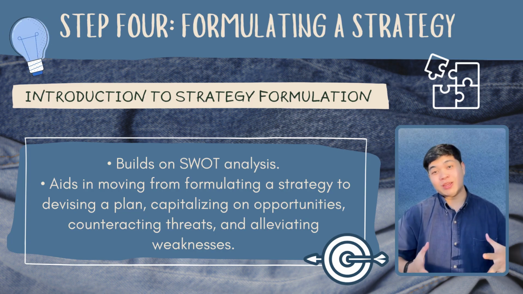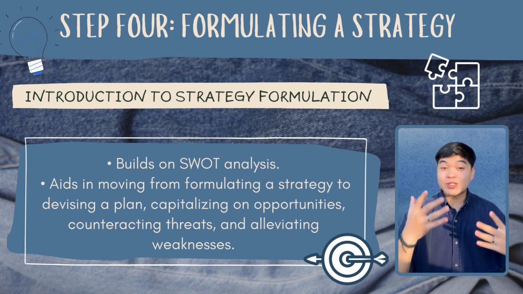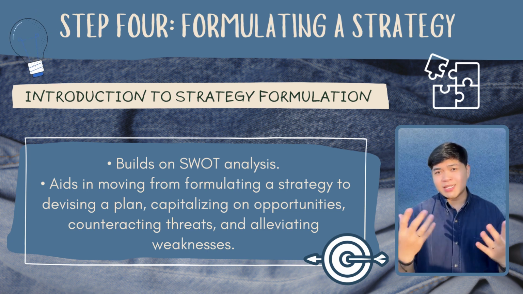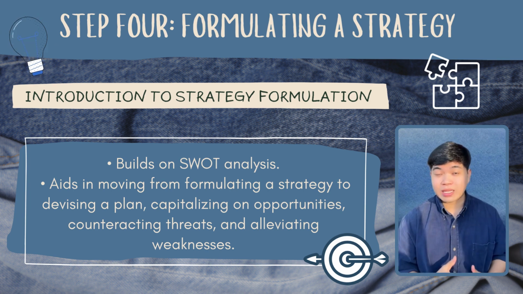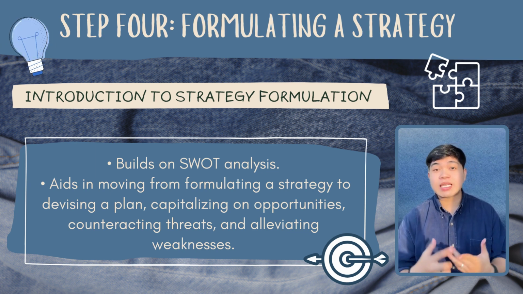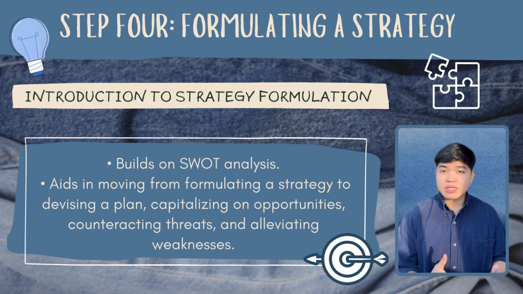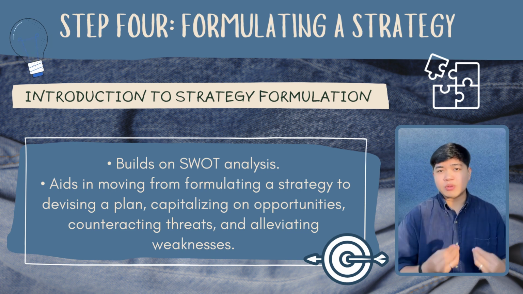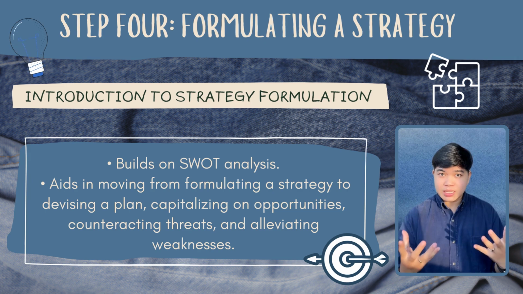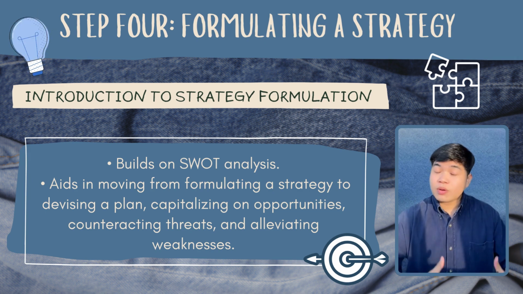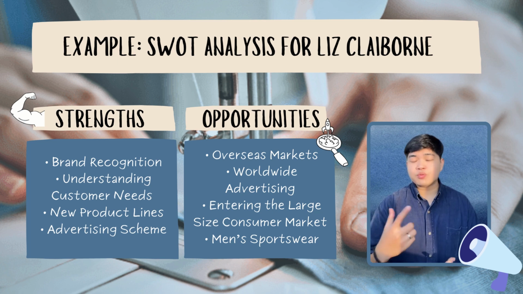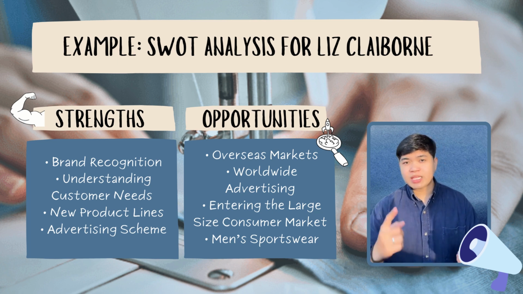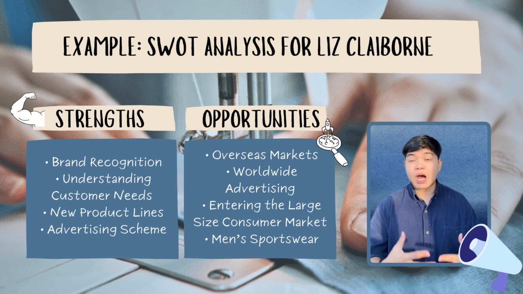Hello everyone, today I will guide you through the fourth step in our strategy formulation process. This step builds on our SWOT analysis. It helps us move from understanding our strengths, weaknesses, opportunities and threats to developing a strategic plan. This plan aims to use our strengths, take advantage of opportunities, counter the threats and fix our weaknesses. To recap, a SWOT analysis involves strengths, weaknesses, opportunities and threats. It provides a clear view of our position and guides strategic planning.